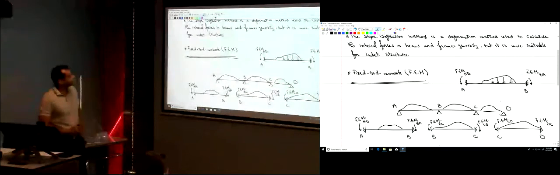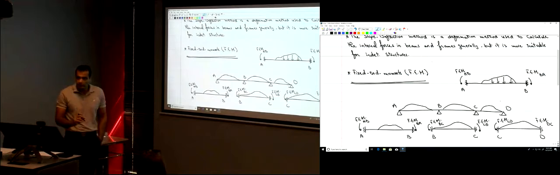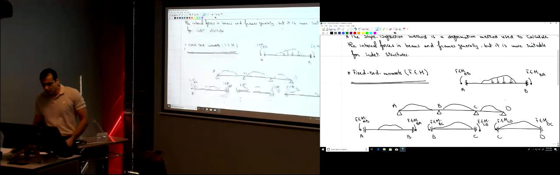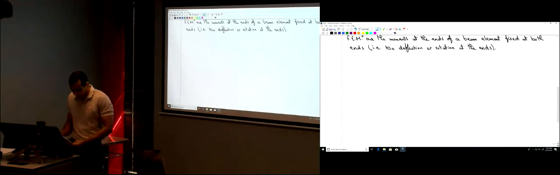We want to find the value of the fixed end moments for different cases or for different types of loading. Okay? That's what we want to do now. How much is the fixed end moment for different types of loading? So we're going to start here with finding the fixed end moments for a concentrated force in the middle.